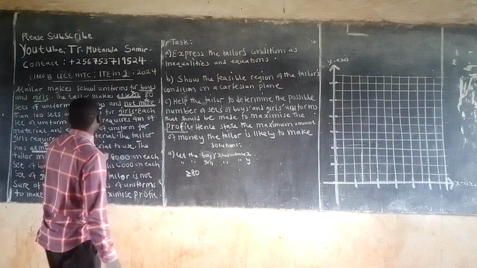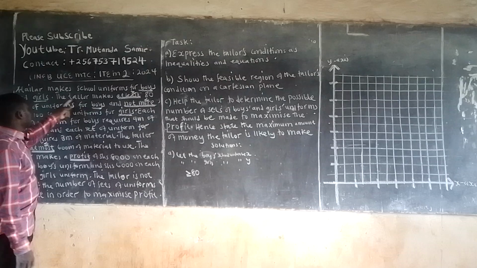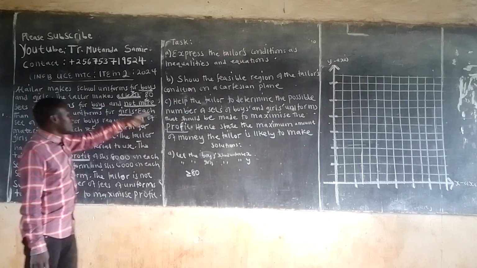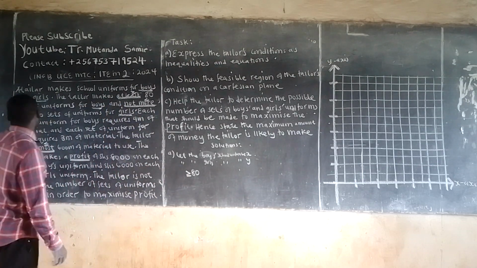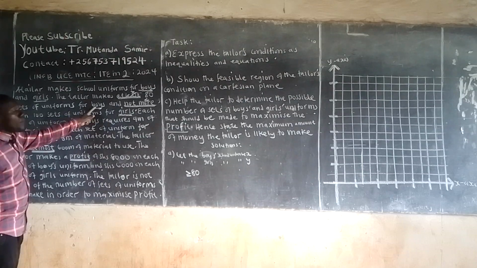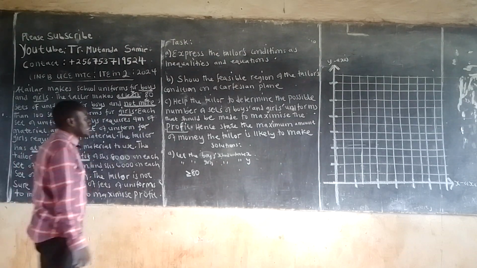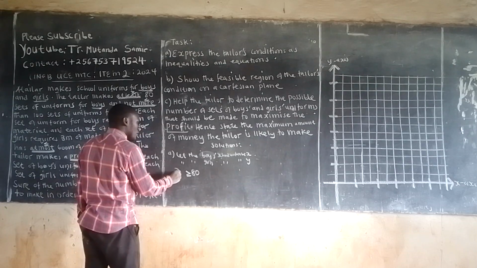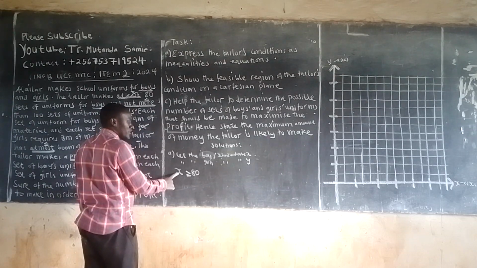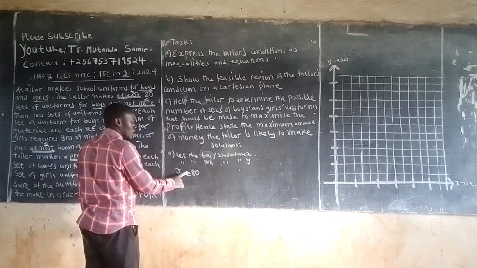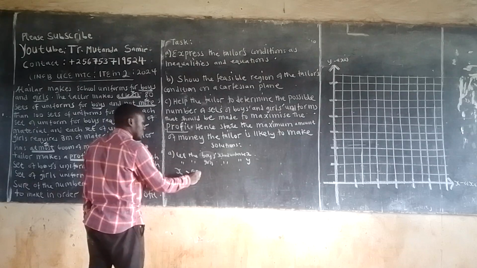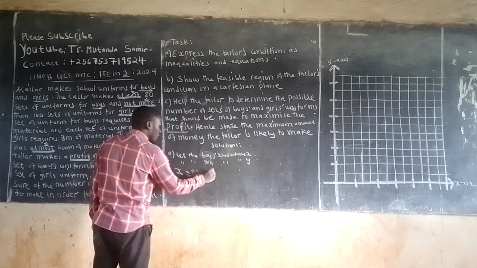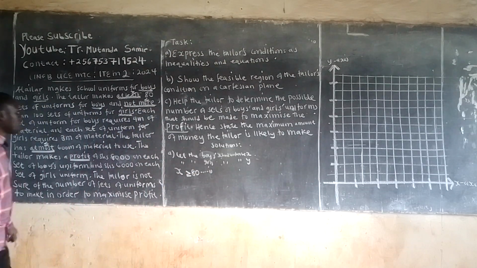They are saying that the tailor makes at least 80. The word at least 80 means greater than or equal to 80 sets of uniforms for boys. For boys we use X, meaning that the uniforms they make for boys is greater than or equal to 80. That is our equation number 1.